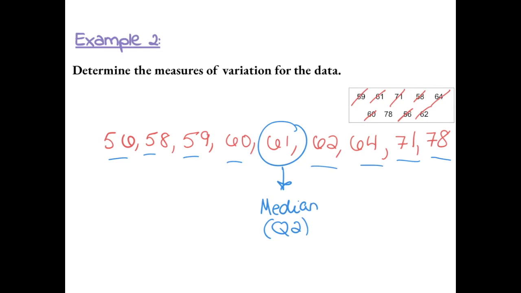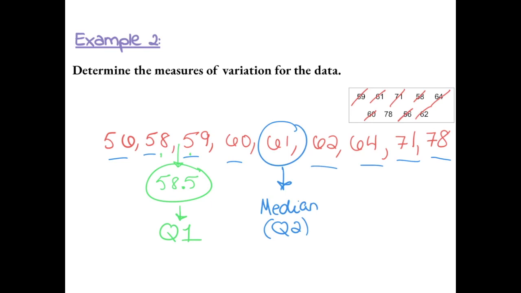So now to find quartile 1, we want to look at the left side of the data and find the number that's in the middle. As you can see, there's two numbers in the middle, 58 and 59. So to find the median, or the quartile 1, of the left side of the data, we need to find the mean of these two numbers. This equals 117 divided by 2, and that equals 58.5. Which makes sense that 58.5 is in between 58 and 59. So 58.5 is our quartile 1.